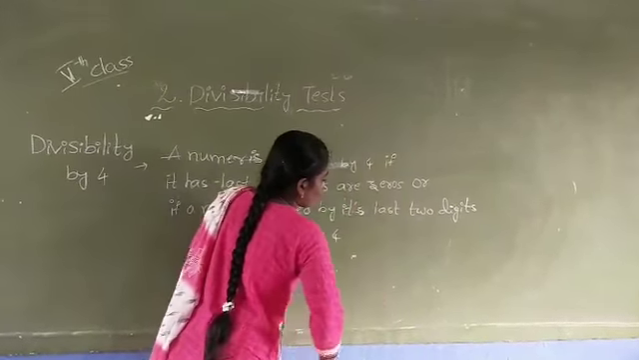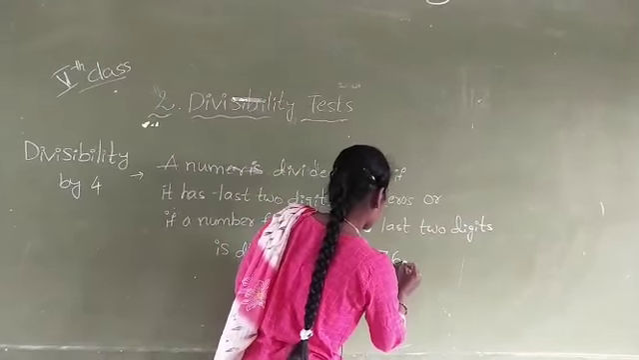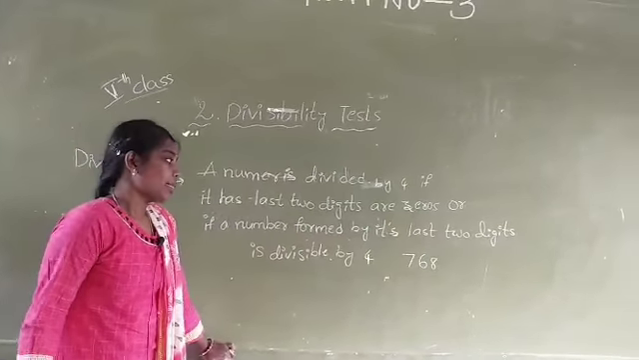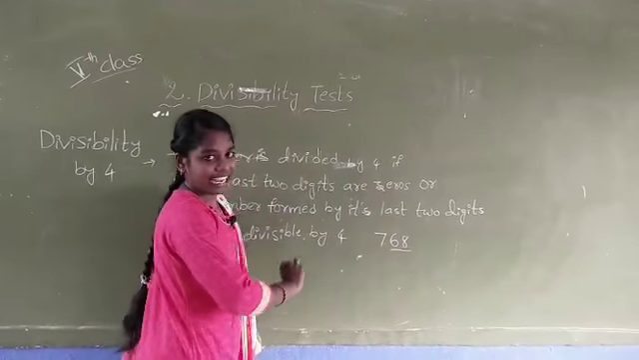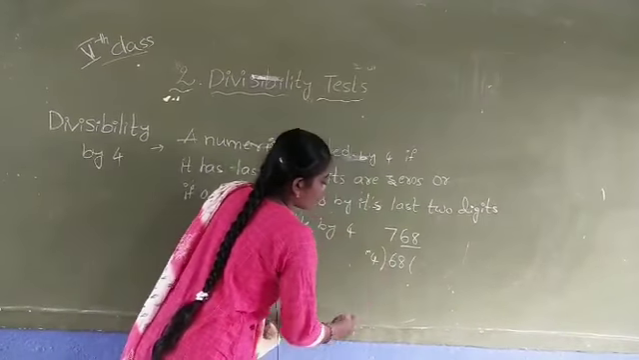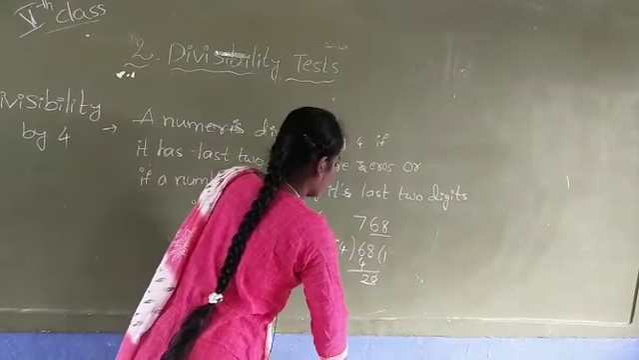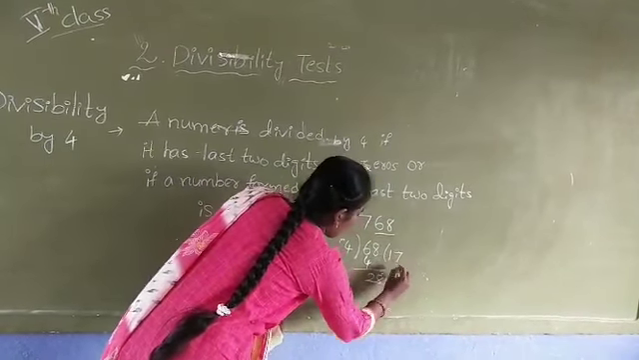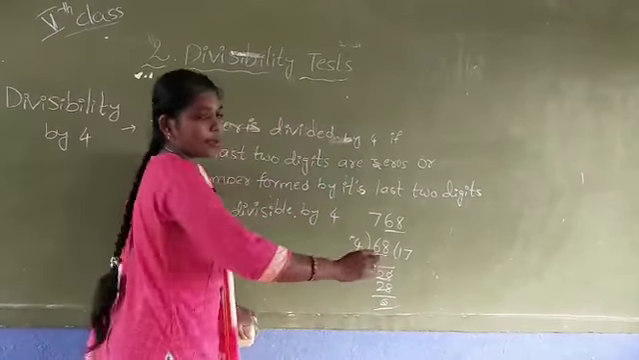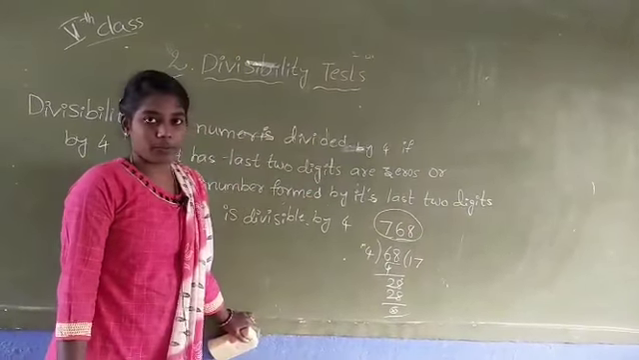We have to take another example. 768. The number formed by its last 2 digits is 68. First we have to check whether this 68 is divisible by 4 or not. 4 ones are 4, 4 sevens are 28. This 68 is divisible by 4, then this whole number 768 is also divisible by 4.